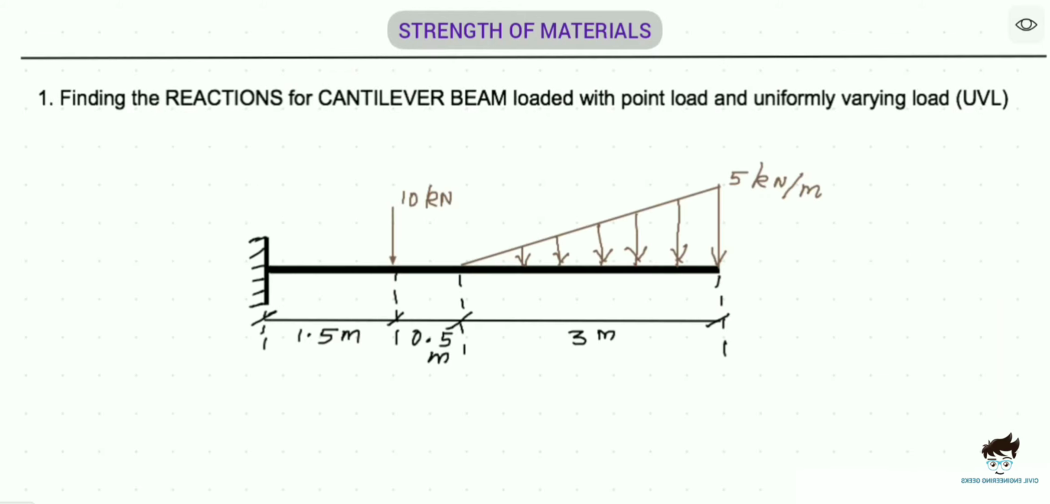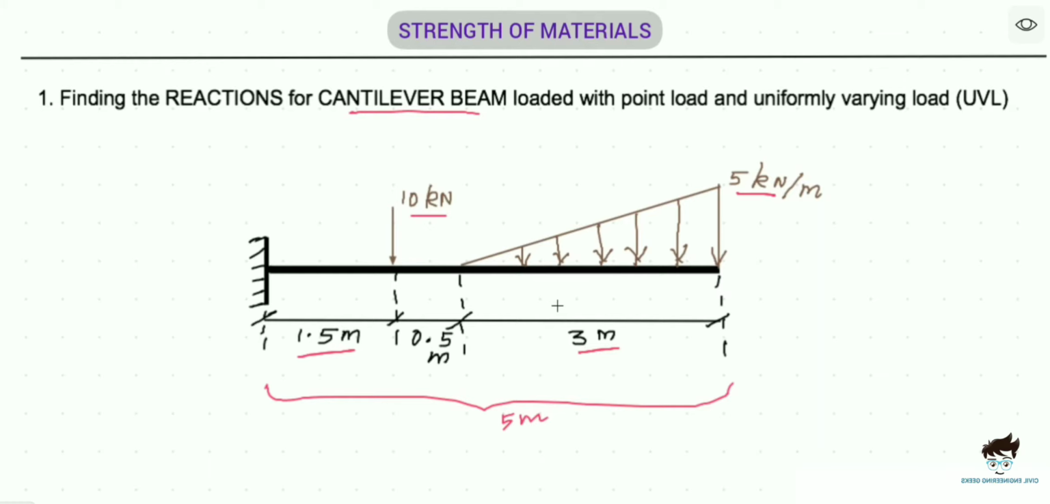Now we will have a brief intro about our beam. We are going to solve a cantilever beam of length 5 meters which has been loaded with 10 kilonewtons at 1.5 meters from the fixed support and a triangular load of 5 kilonewtons per meter as a maximum magnitude at the free end of the beam and 0 magnitude at 3 meters distance from the free end, which means our triangular load is of length 3 meters.